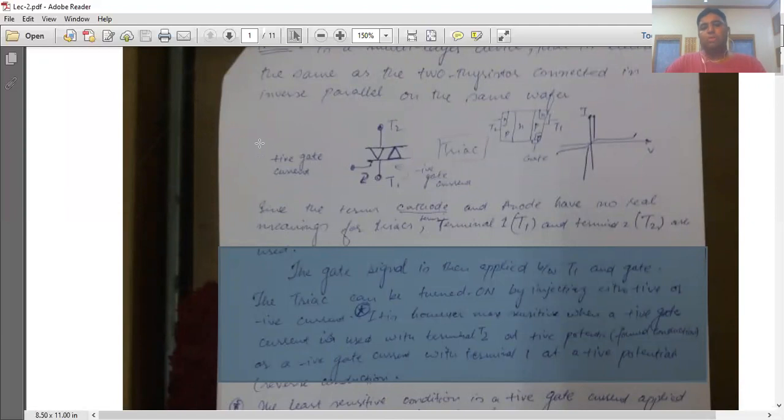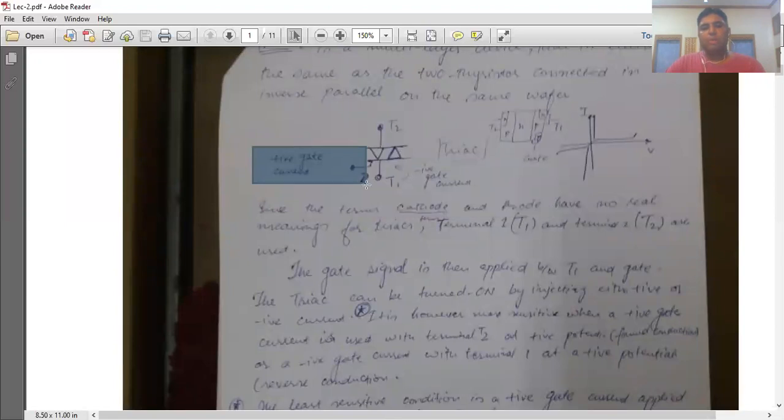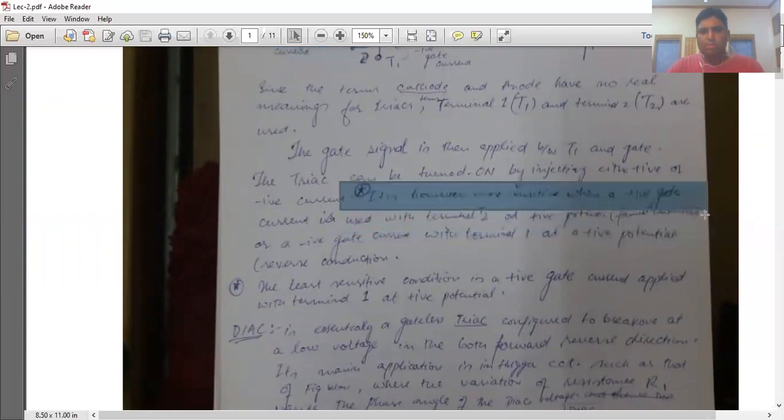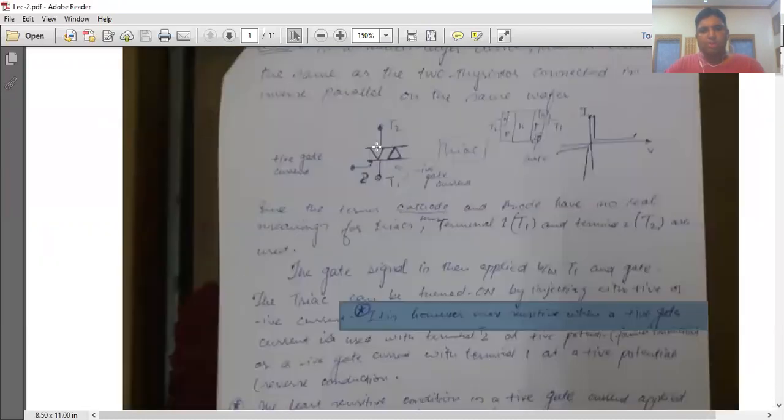How is this triac different from a thyristor? In a thyristor, we provide a positive gate pulse at the gate terminal, which turns the thyristor on, but a triac can be turned on by either a positive pulse or a negative pulse. There are some conditions here. It is, however, more sensitive when a positive gate current is used with terminal T2 at positive potential. This is called forward conduction.